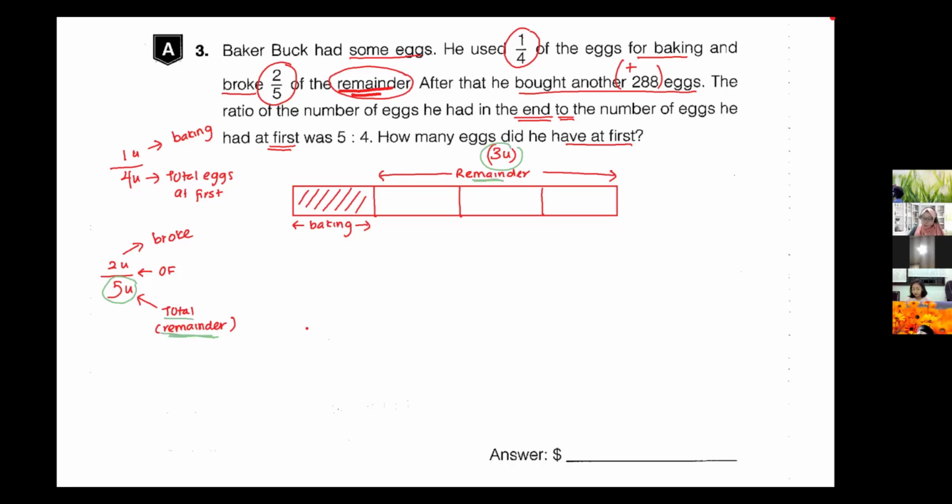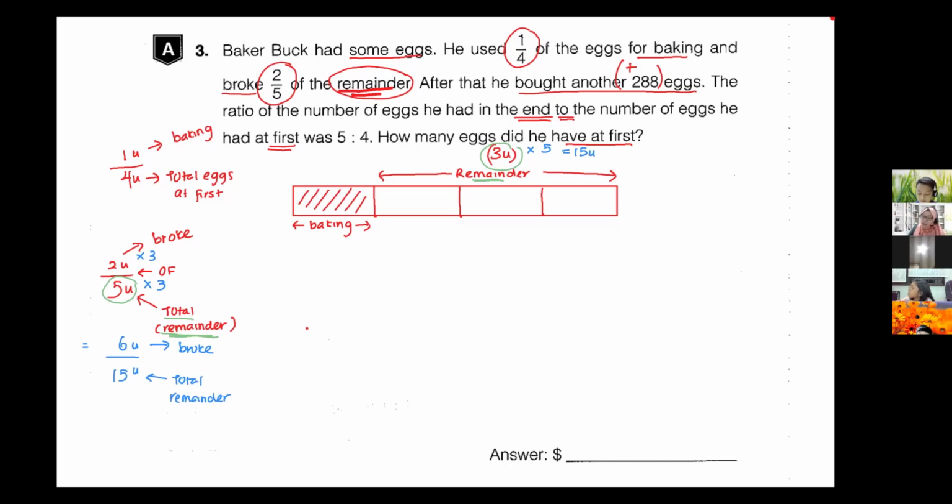The same remainder, which means these two different numbers, 5 and 3 units, are actually referring to the same remainder. So what must I do? I have to make it the same. So I times 3 here, I times 3 here. So over here, I times 5. So this fraction will be 6/15. So this will be my total remainder, and then this will be what he broke. Now, over here, 15 units is my total remainder.